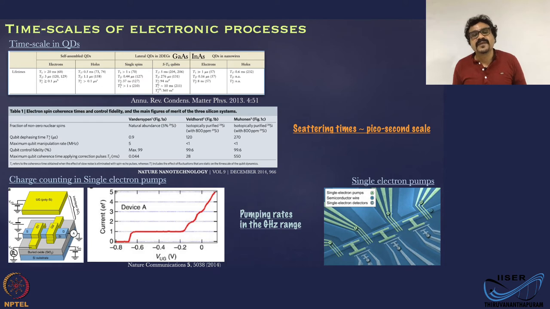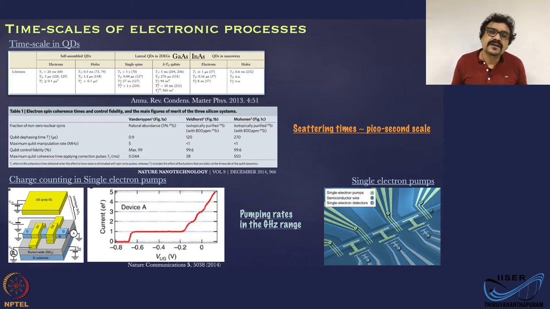Okay, and these mechanisms also need to go in parallel with the computation scheme as the computation progresses. And these readout times should be much faster than the coherence times, at least a couple of orders faster than the coherence times. So to realize this, what you need is a really fast charge sensing mechanism, which is relatively less invasive.